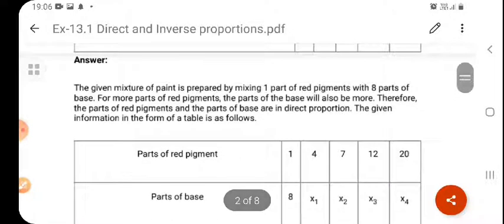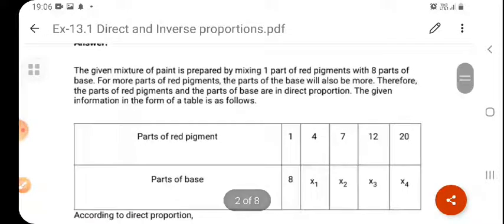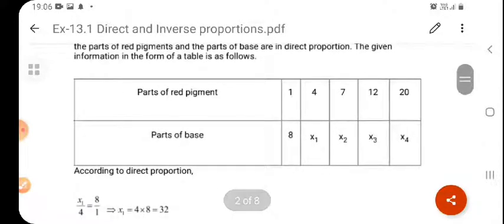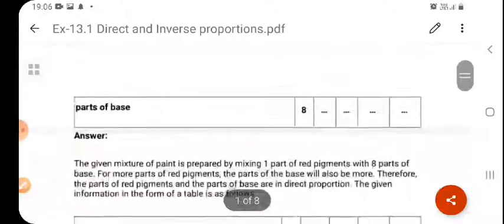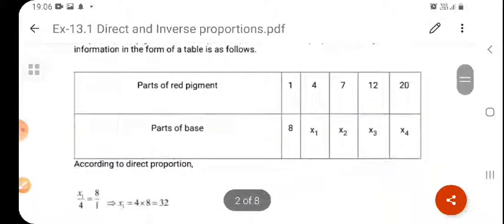Therefore the parts of the base will be, we have considered as x1, x2, x3 and x4 here. Now according to the direct proportion, we are assuming here it is a direct proportion. So the ratio will be the same. So x1 upon 4 is equal to 8 upon 1. Here we will find x1 is 32.